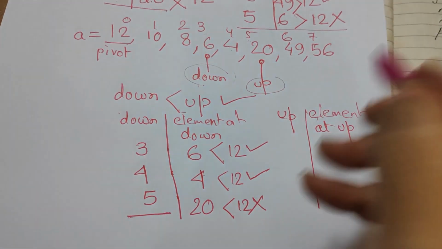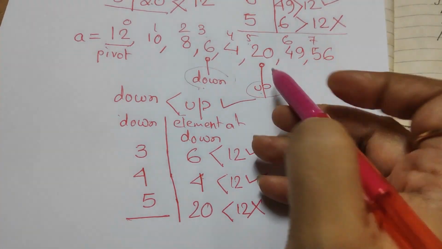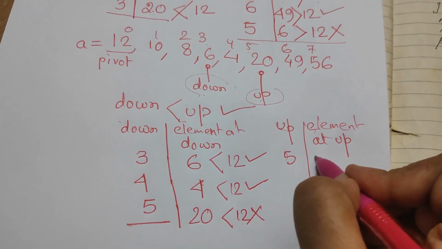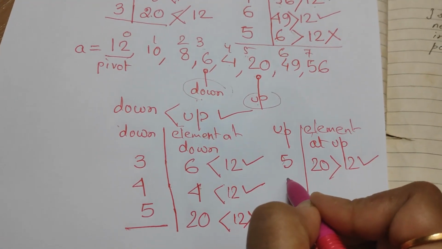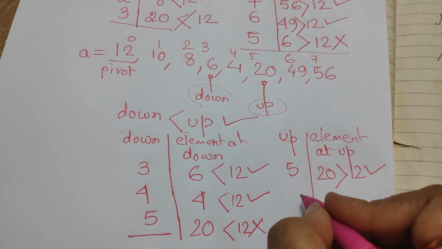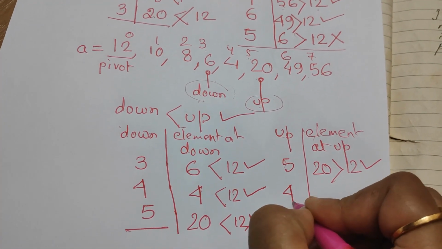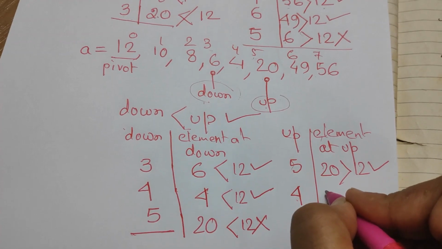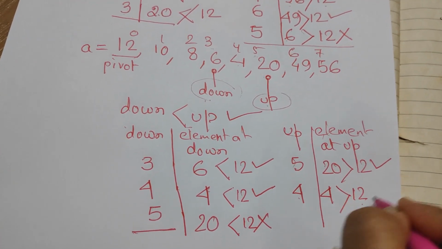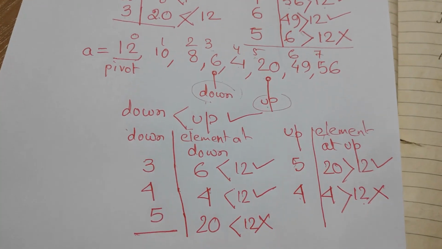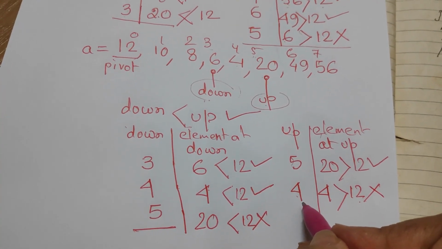What is the current value of up? 5. What is the element stored at 5? 20. 20 greater than 12, it is correct. So we will lower the value of up. Up will become 4. What is the element stored at 4? 4. 4 greater than 12, is it true? No, it is not true. So up will halt over here.